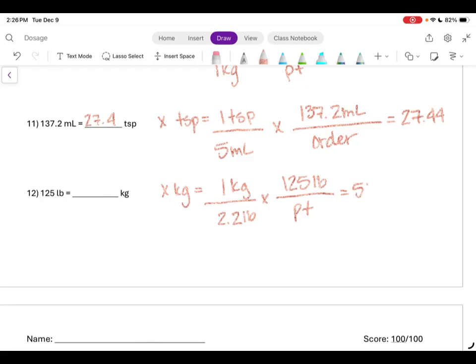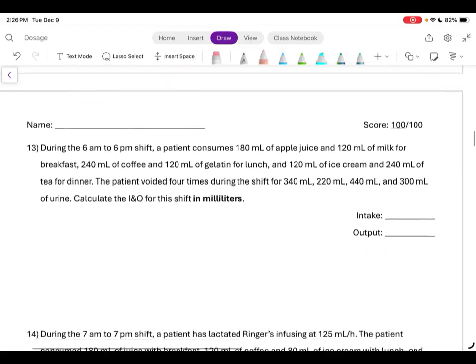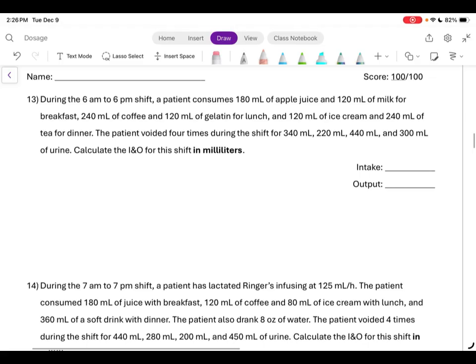So the answer my calculator gives me is 56.8181, and it keeps going, right? Again, I just have to round to the nearest tenth, so I leave it as 56.8. Okay? All right. Let's go ahead and keep going.